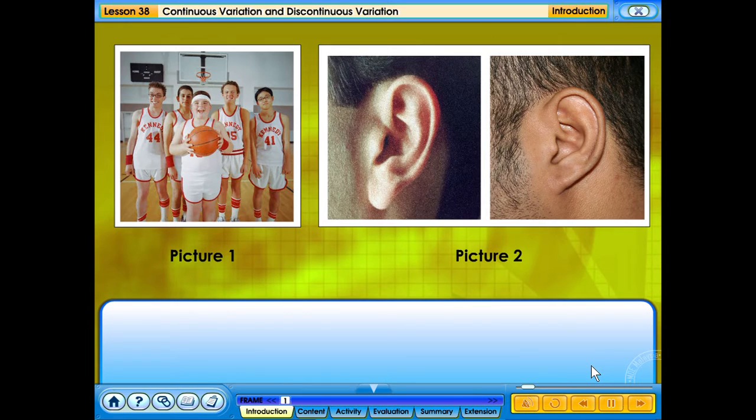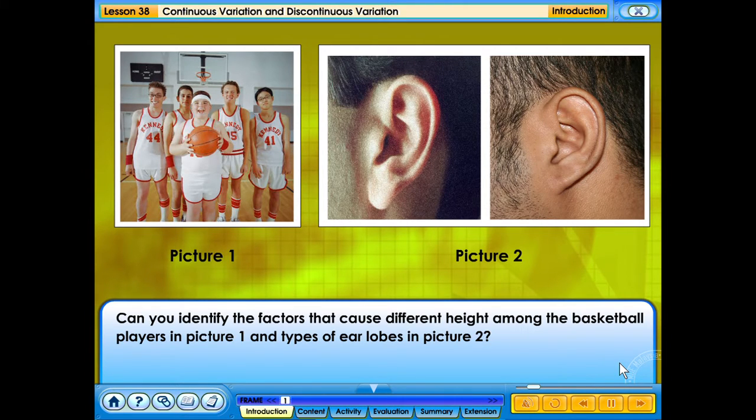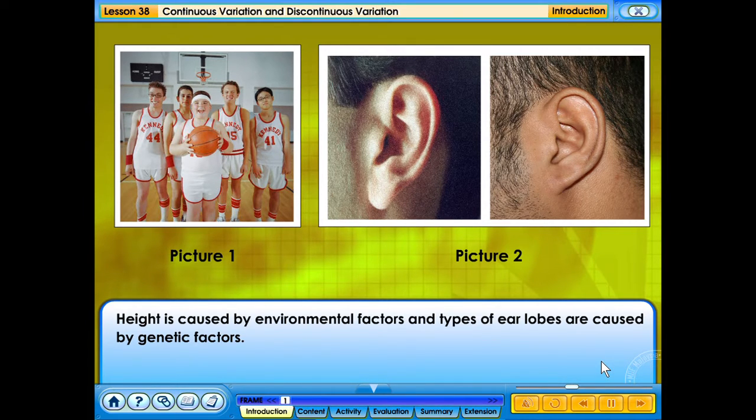Can you identify the factors that cause different height among the basketball players in Picture 1 and types of earlobes in Picture 2? Height is caused by environmental factors, and types of earlobes are caused by genetic factors.